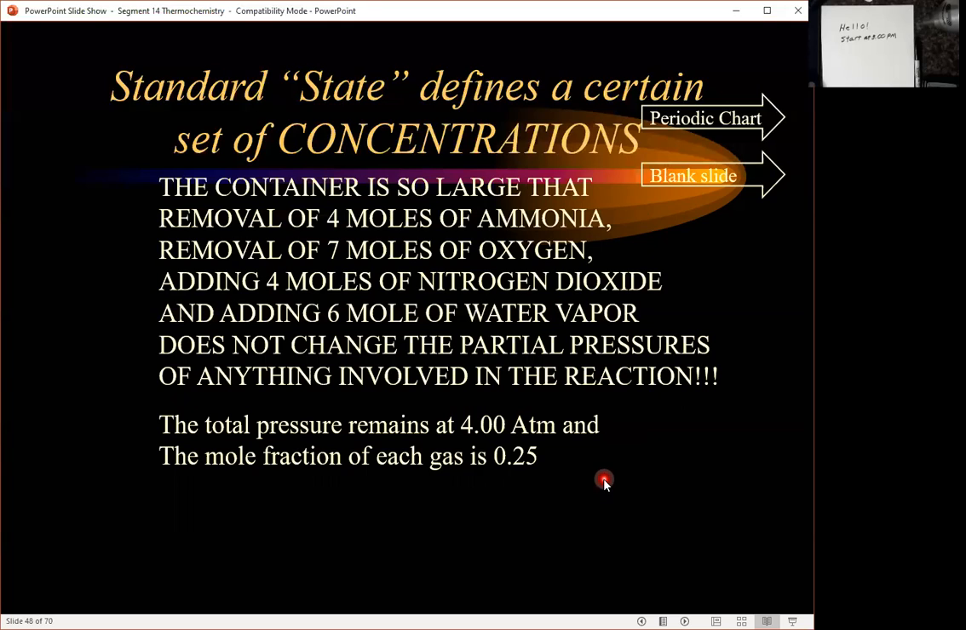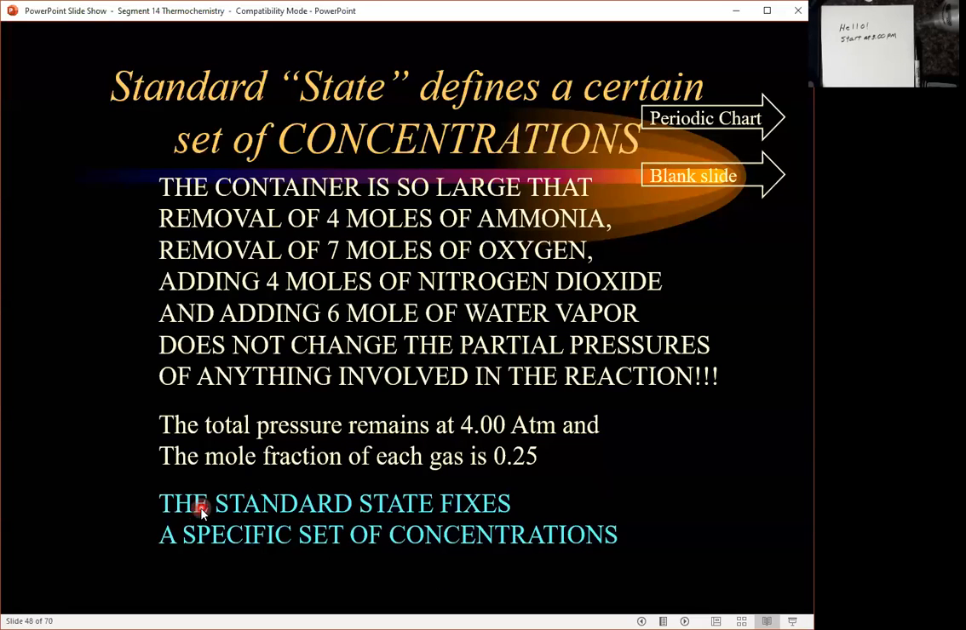Now, the book does not tell you this. What the authors say is technically true, but the clear implication is that the reaction is taking place at 1 atmosphere pressure. It is not. The reaction is taking place at 4 atmospheres total pressure. That is a big problem, and I've not seen one textbook that did it correctly. But this is true. Believe me, it is true. This is my area of expertise. Standard state fixes the specific set of concentrations, and that is very important.